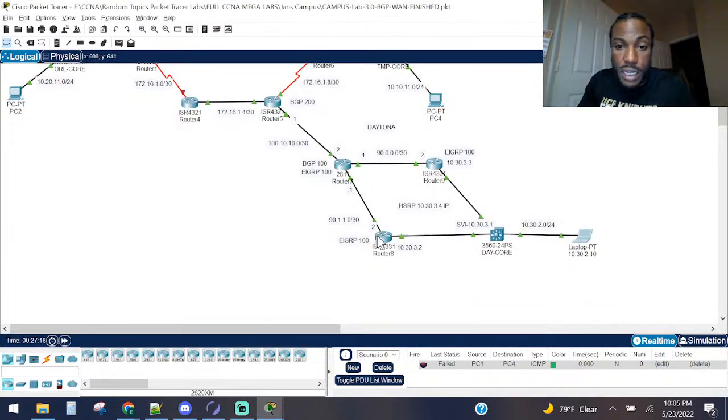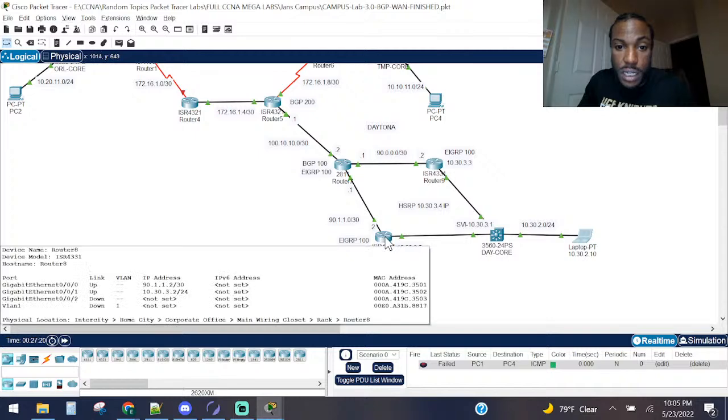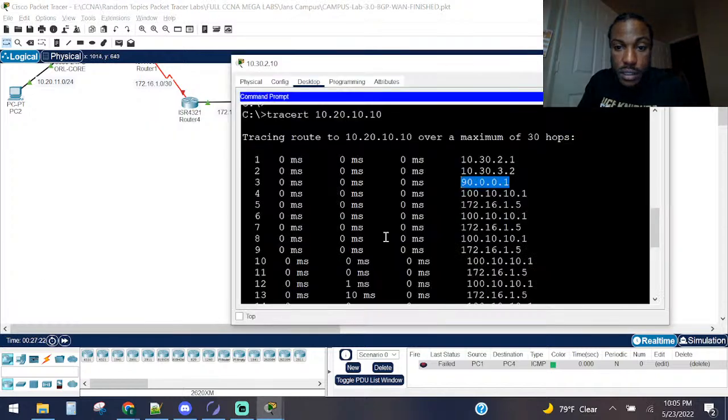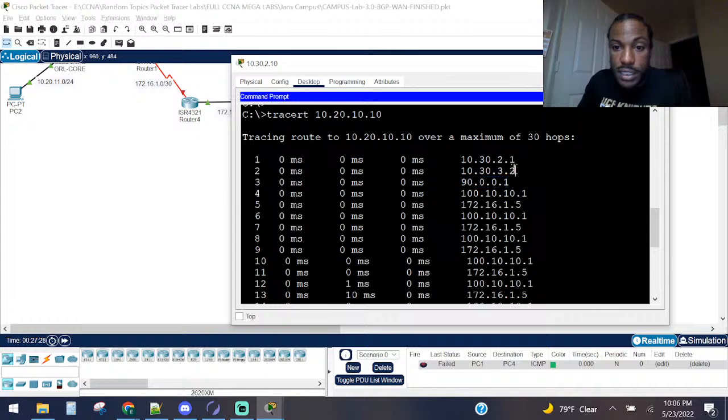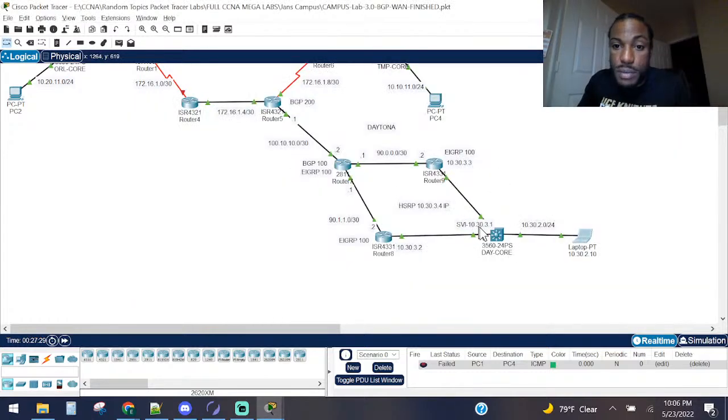Next hop is 90.0.0.1, where's that at? That's over here. I don't know why that's the next hop. Let me double check that. 10.33.2. Oh, 10.33.2 is right there.